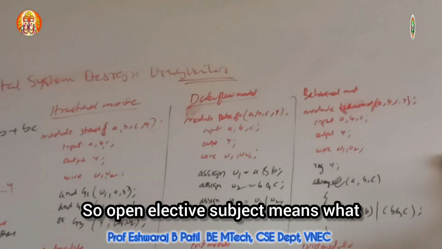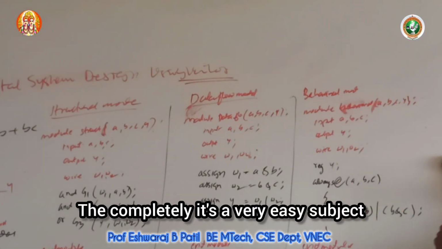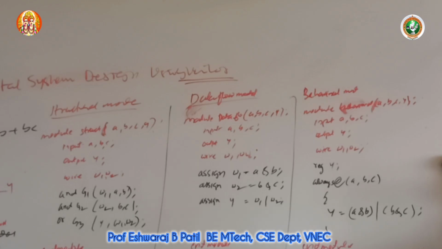An open elective subject means it's a completely easy subject. You should remember, we don't have any lab here. There is no integrated lab and no NB. Shall I erase this?